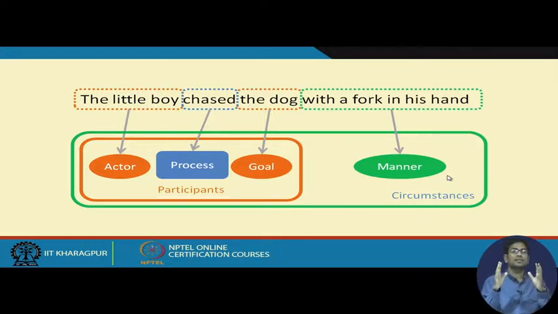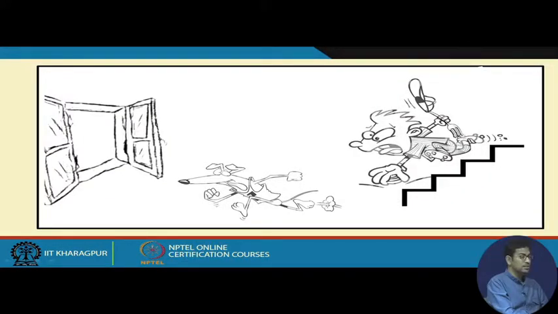So, what we have done over here is we have broken down the verbal message, we have broken down the linguistic message into chunks. We have tried to understand the participants, we have tried to understand the process, we have tried to understand the circumstances. Now, let us take a look at the visual counterpart. Had this been an image, we do not have a sentence now, and we just have an image over here like this. So, now see, there is a boy.